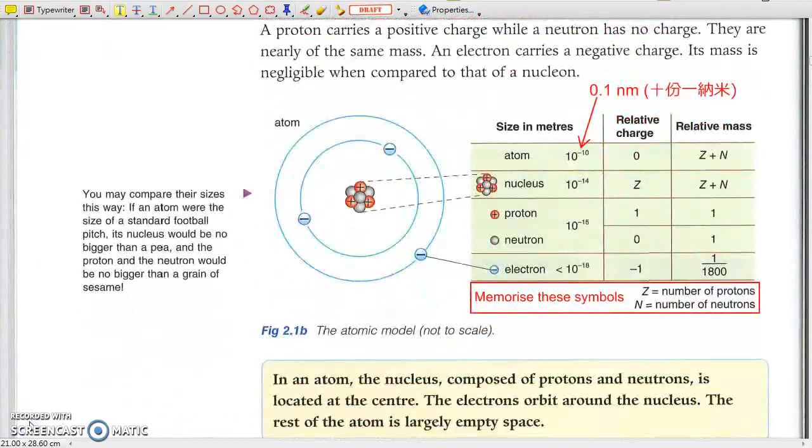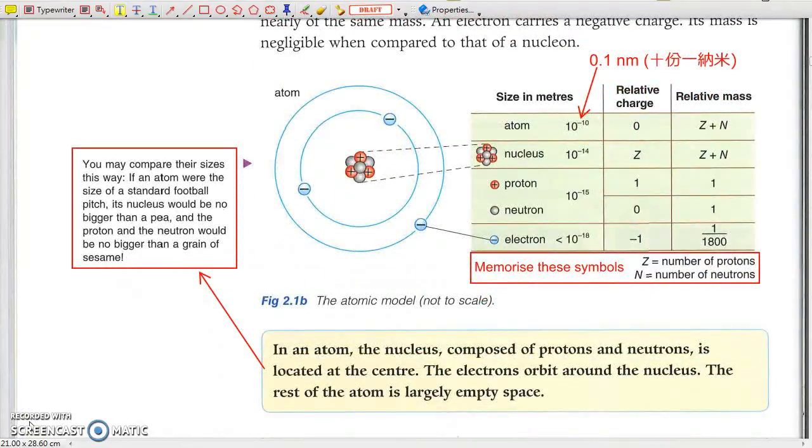If you compare the size of an atom with the nucleus, you will find that most of the space inside an atom is empty.